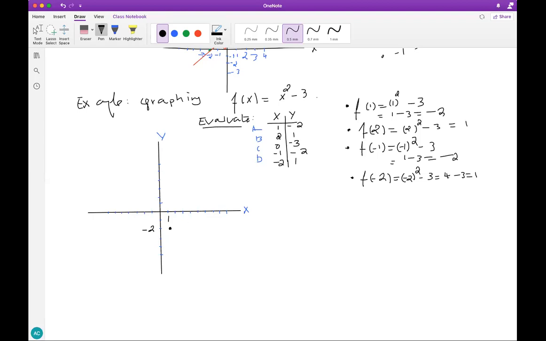Then, how do you plot the next point? 2 on the x-axis, and then 1 on the y going up. Go up once, right across from 1, which is here. This is the second point. Let me use a different color.